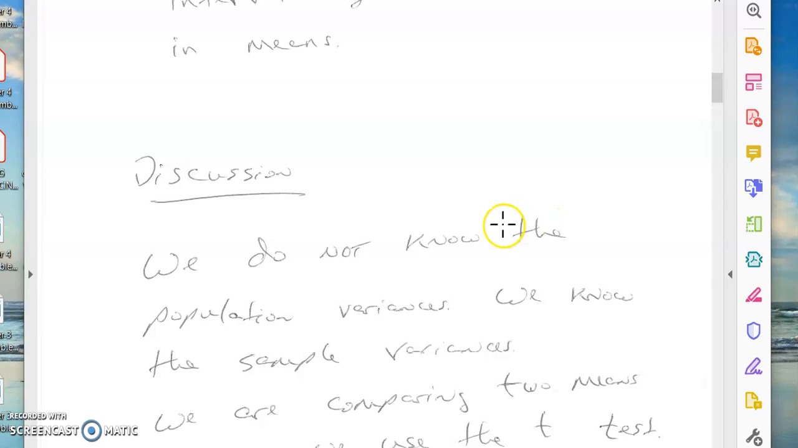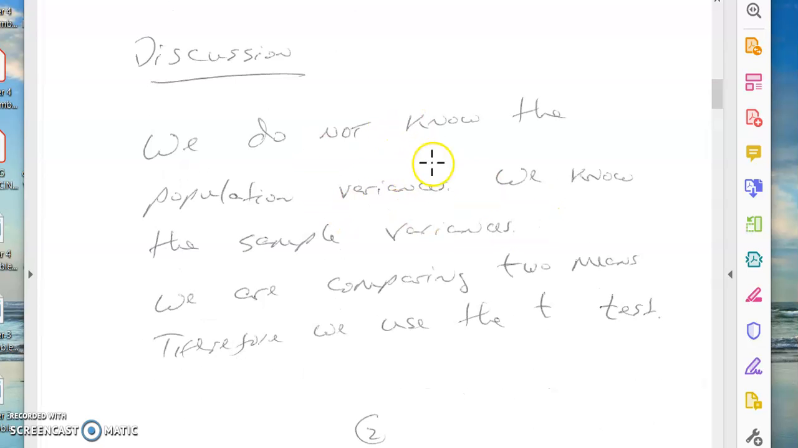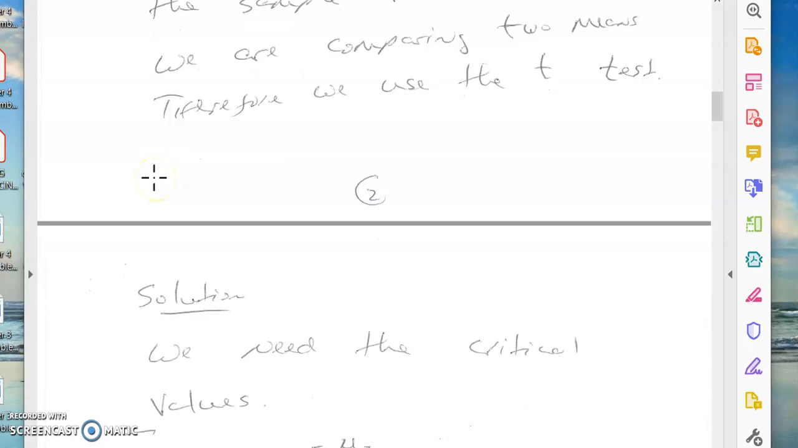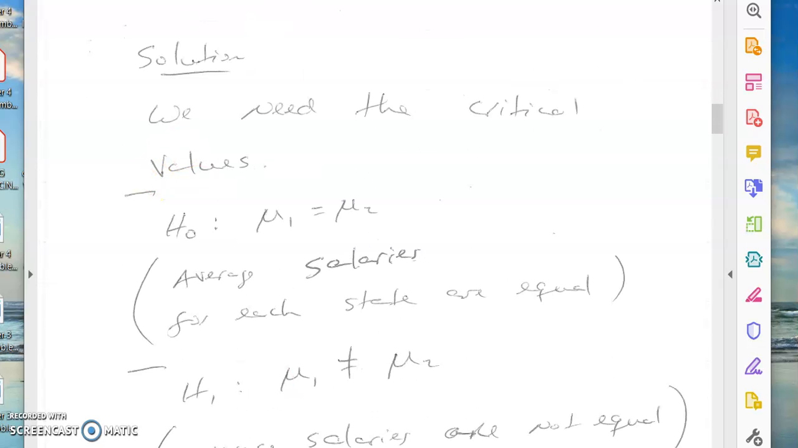Okay, so here's a little discussion. I note to myself, and I recommend you have these discussions. It will help you a great deal, I'm telling you. We do not know the population variances. We know the sample variances, and we are comparing two means. Therefore, we use the t-test. Now, how do I know that? Well, maybe I have it memorized, but chances are I don't.